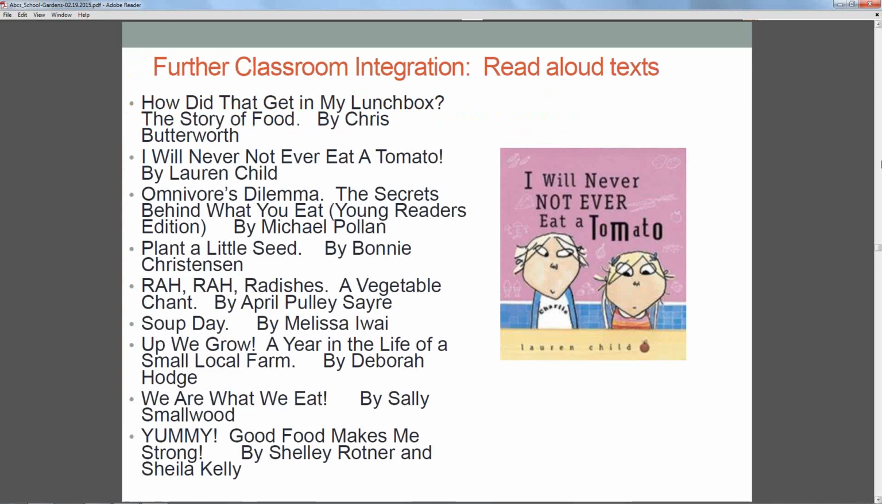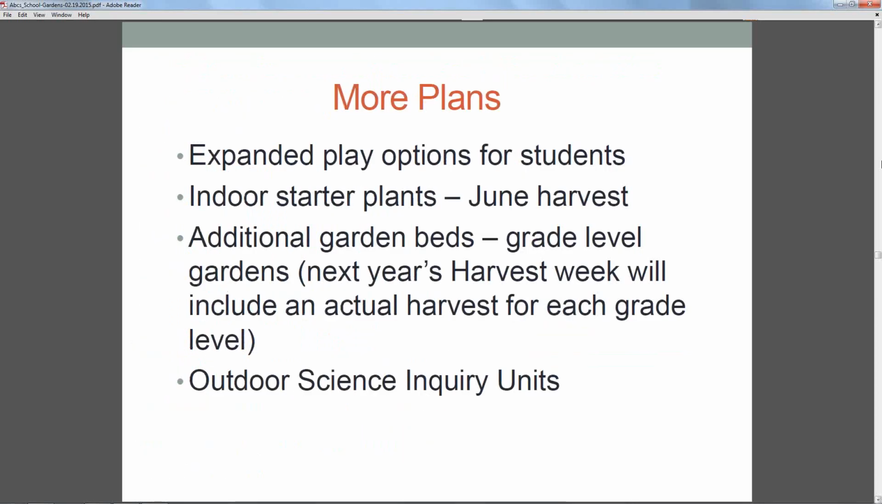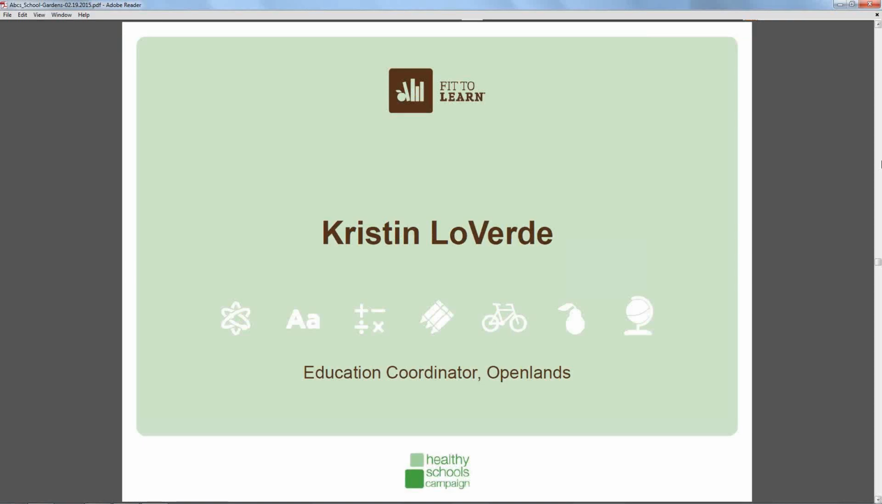Another way that we're working on integrating it more into the classroom itself is through a variety of read-aloud texts that we're exposing children and families to, as another way to keep this front and center, make it fun, and make kids aware that they need to be developing themselves, trying new things, and taking ownership over their own health and wellness. Next slide. And those are some of the things that we're looking at continuing to build in over time. All right, next slide.